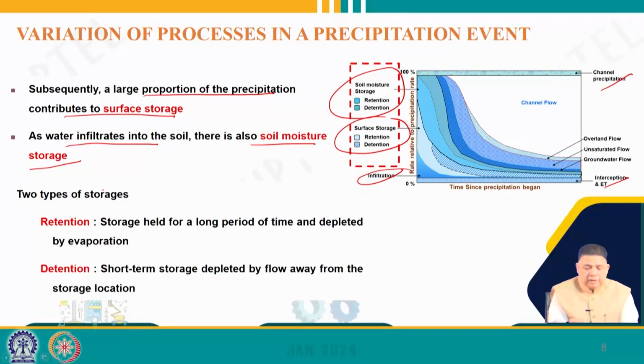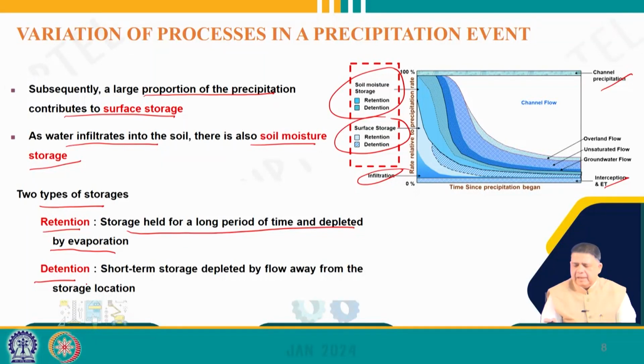Now, any storage could be of two types. One is retention, the other is detention. These terms are pretty common, so it is important to know the difference between these two. Retention is the storage held for a long period of time and depleted by evaporation, and it mostly occurs on the surface, on overland flow.